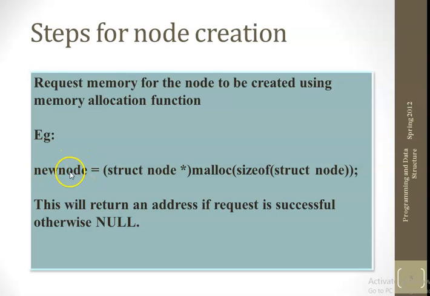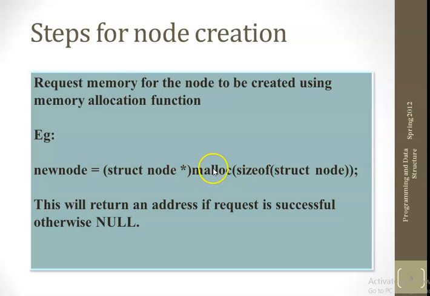I have used new node. Then we have to typecast using the struct word. For address we are using the star. Then we have to use the malloc function. The argument of the malloc function is the size of a data type. Here the data type is struct node. So size of struct node will be the summation of the space required by this node structure. That will be returned.